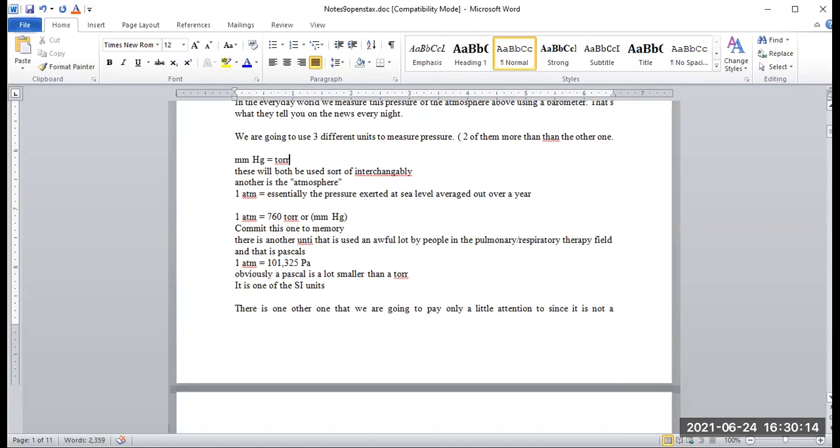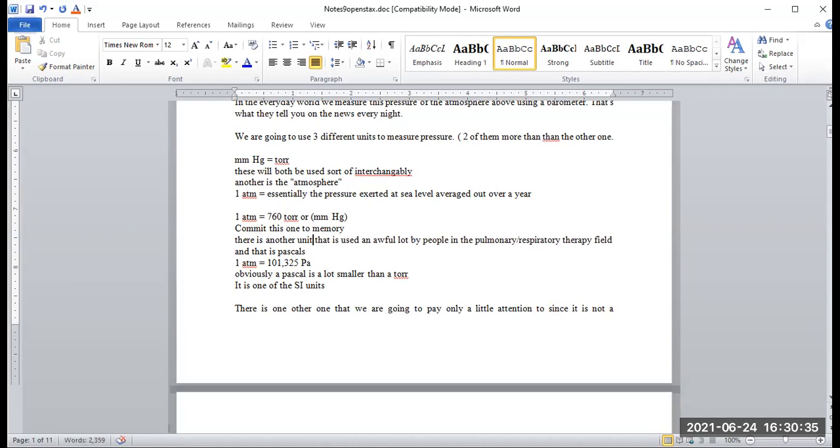Now we need to be able to do conversions. So 1 atmosphere is 760 torr, otherwise known as millimeters of mercury. This is one that you are going to use or see quite a lot of. And more bad spelling errors.